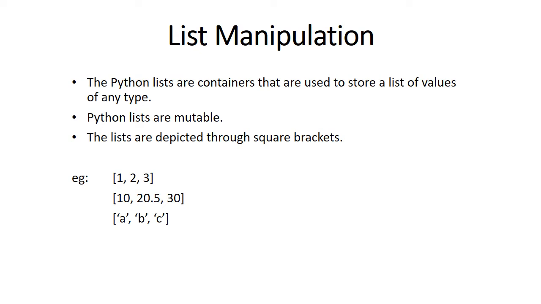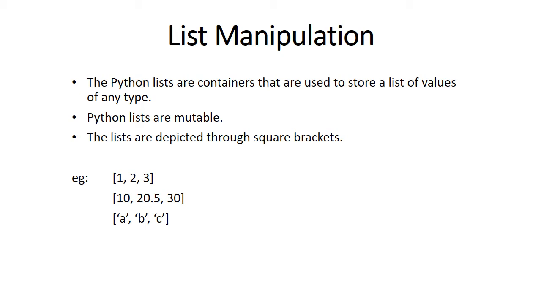Python lists are mutable. That means we can edit, we can change the Python list. The lists are depicted through square brackets. Examples are given below. You can see those examples 1, 2, 3 within that square bracket. So that 1, 2, 3 is a list. For example, that is list 1 which contains the numbers 1, 2 and 3.